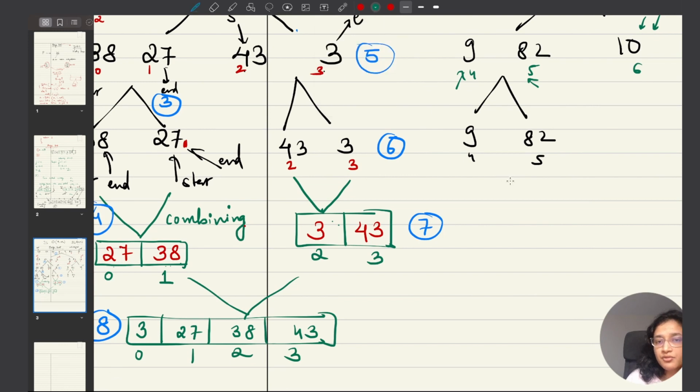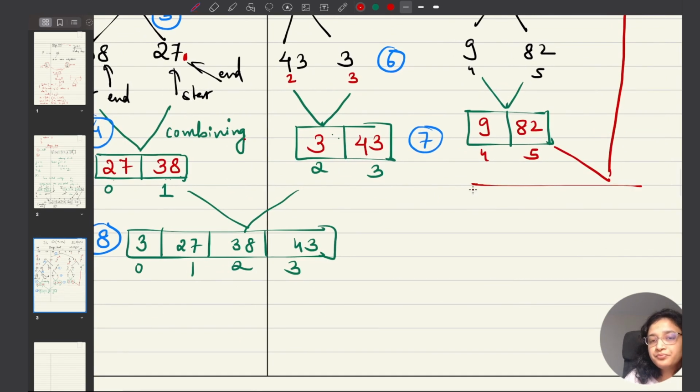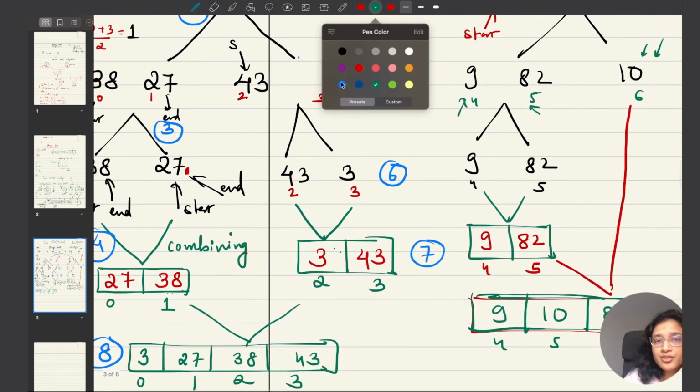So let's use the green color which we were using to combine this. This will be combined into these values. There'll be 9 here, there'll be 82 here. This will be index 4, this will be index 5. This we have index number 6. Now I have to combine these two to give me a value. Let me use a green color only just to be consistent. So what are the values? The values are going to be 9, then 10 and 82 for 4, 5 and 6, right? Let's just number them because we were just numbering everything.